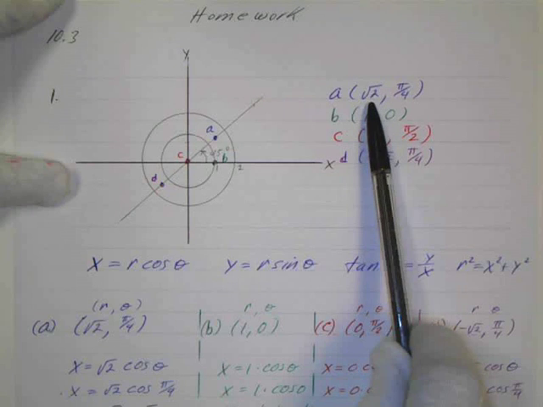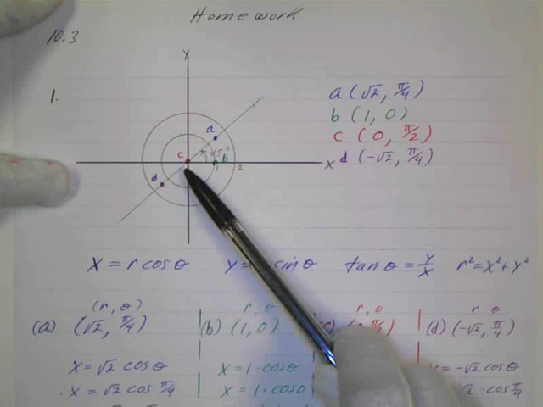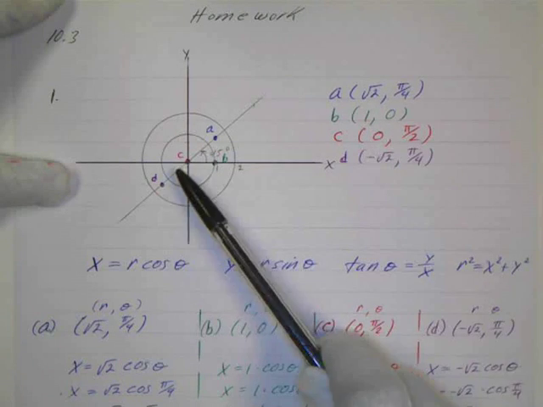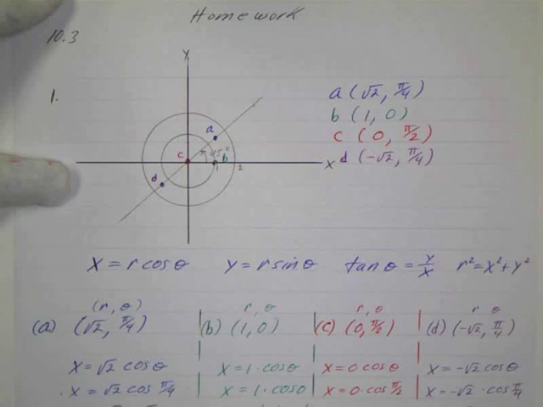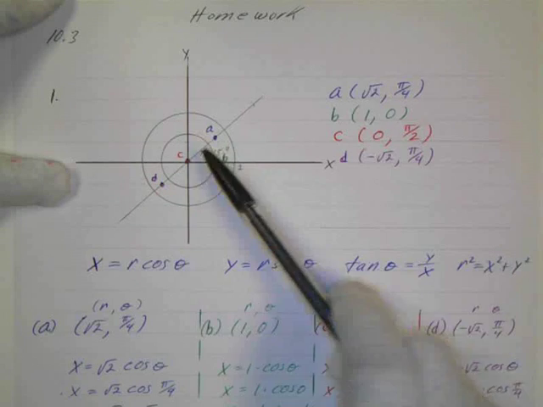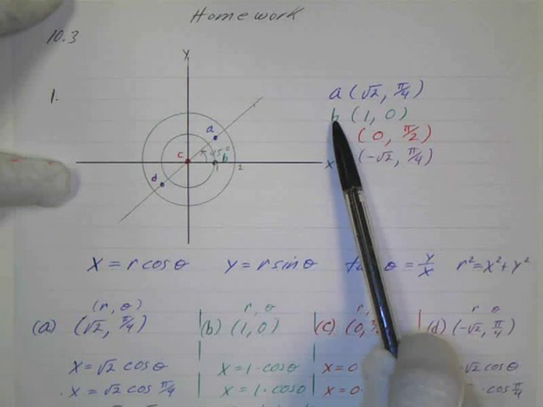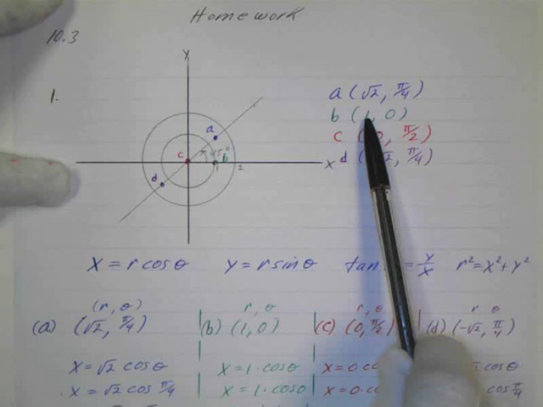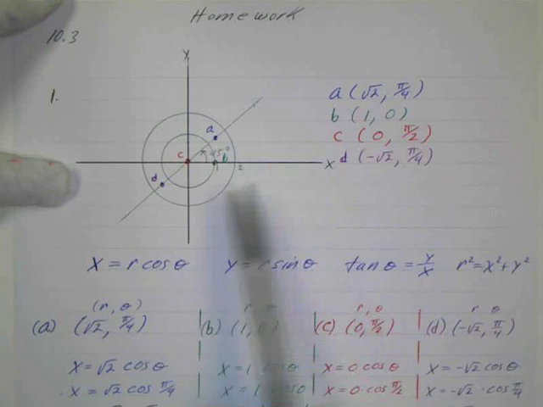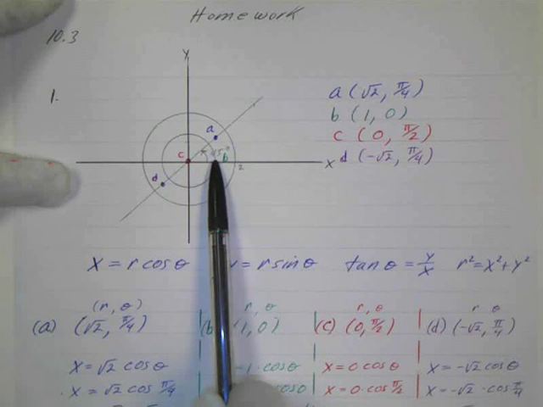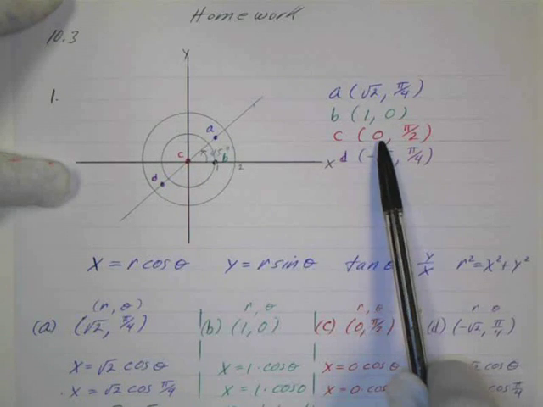The first one was the square root of 2. So that means I'm going to go out the square root of 2, which is about 1.4, and I'm going to be on the line pi over 4. So right there. The next one is the point 1, 0. The radius is 1. This is in polar form. So my radius is 1, and I'm going to be on the angle 0, so it's just going to be over here.